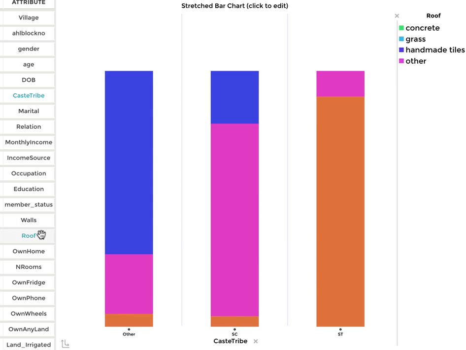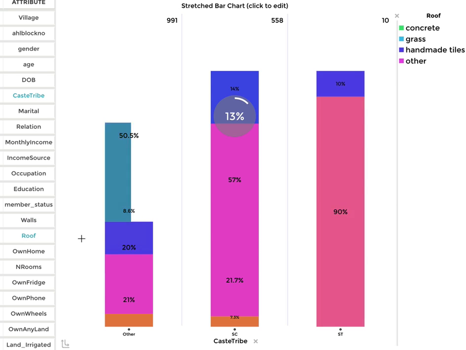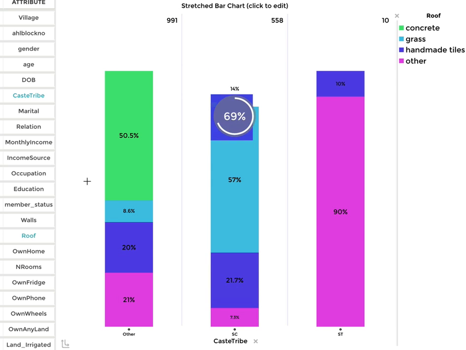Let's look at roofing materials. And so we're going to watch as this graph constructs itself. Half of the homes of this more advantaged group, the other group, have concrete roofs, whereas roughly half, a little more than half, of the caste and tribe group has roofs that are grass or bamboo or some other thatch material. Both have some handmade tiles and both have some other. There are many other possible roofing materials.